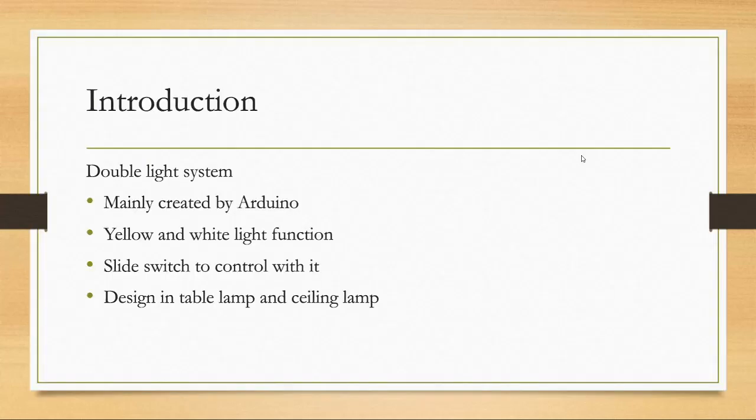So let's introduce my product. My product is designed for double light systems, which is mainly created by Arduino, and it has two functions, the yellow light function and the white light function. It also has two light switches to control the light functions, and you can turn on the light and turn off the light using these switches. My product is designed for use in table lamps and ceiling lamps.